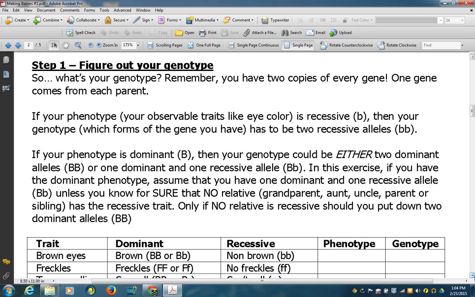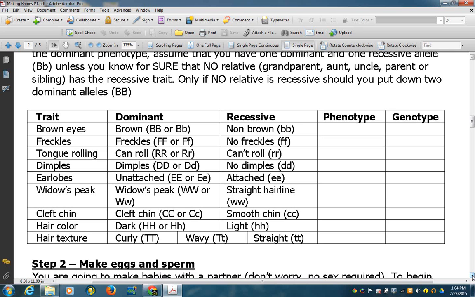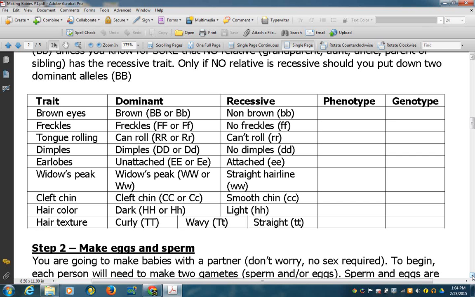In this case, you have a dominant phenotype. Assume that you have one dominant and one recessive allele, unless you are for sure there is no relative, grandparents, uncles, aunts, or siblings with the recessive trait. If there is no relative in history with this trait, then you should put down two dominant alleles, as in two capital B's. So for most of these, ladies and gentlemen, you're going to be putting down that you have mixed. Remember, for the phenotype, you need to tell me what it's going to look like. The genotype, you need to tell me what the letters are.